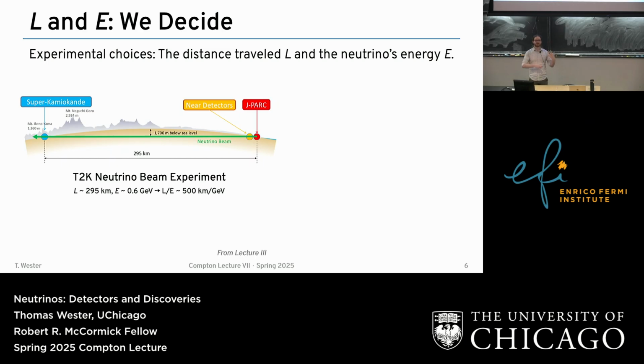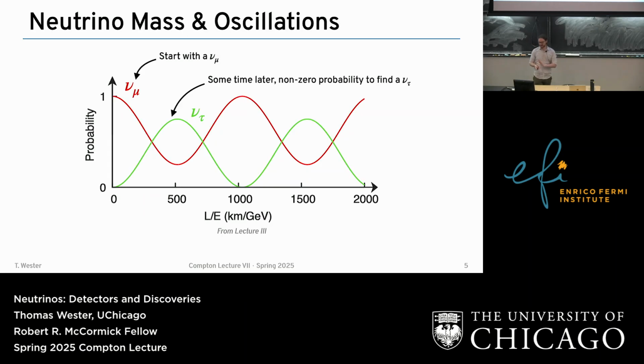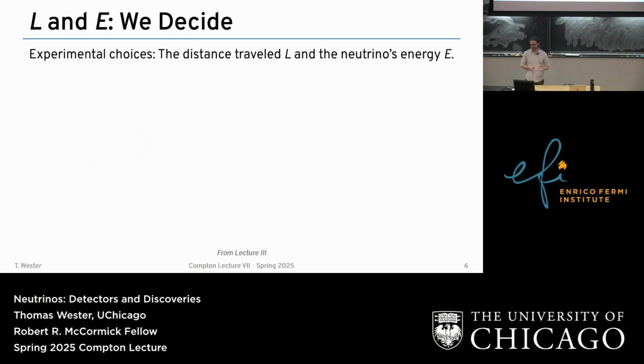So if you do that ratio, that L over E ratio, what you find is that about 300 kilometers divided by 0.6 GeV gives you an L over E of about 500 kilometers per GeV. So it was no accident that in the previous page I kind of tuned this diagram to put that oscillation picture around that 500 L over E mark, because this is actually what the T2K experiment is doing. They've designed their experiment because we think that the frequency should give you an oscillation maximum around this 500 L over E mark. So this is a real effect.